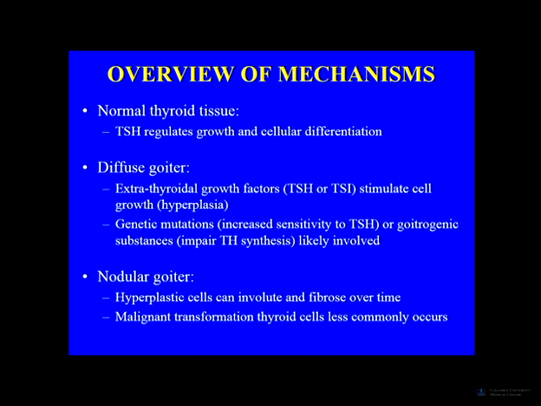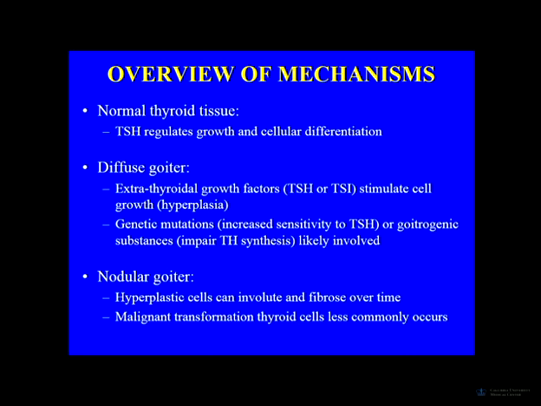Likely there are genetic mutations involved in individuals who are at risk for this that lead to an increased sensitivity to TSH itself, and there may well be goitrogenic substances. These are any substances found in the environment that impair thyroid hormone synthesis. They're also likely involved that make patients susceptible to hyperplasia of the thyroid.